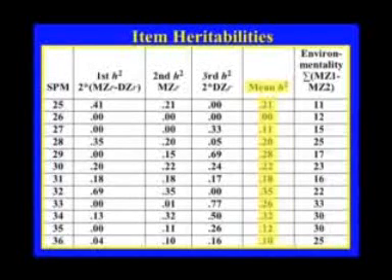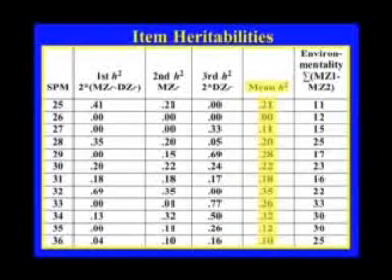The first three columns are three different ways of estimating heritability. I won't even bother going into them. The fourth column is the average. We took the average of those three different ways of calculating heritability. And then the fifth column is, as I said, the measure of environmentality.